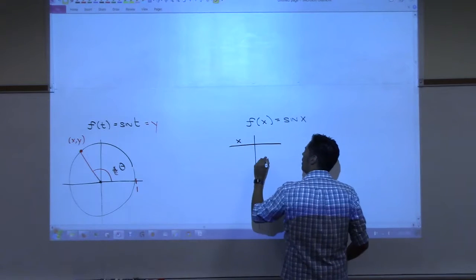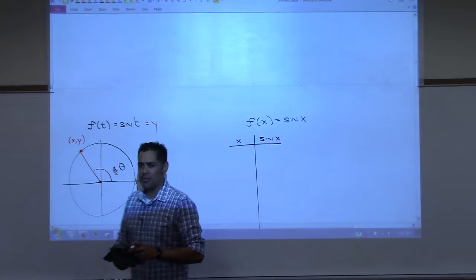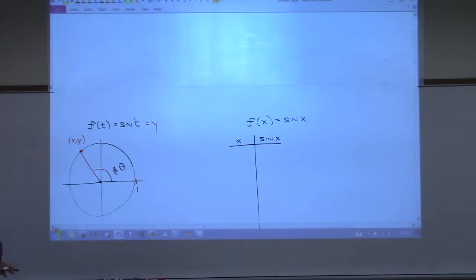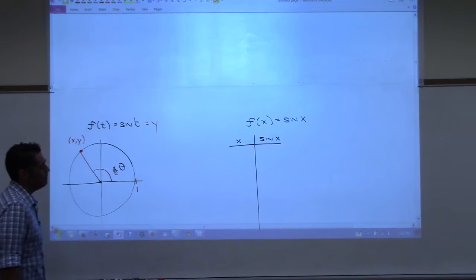The input was here, the output was here. Let's get just a couple of values. I want to graph the sine function. That's what I want to do. And that's why I'm using f of x, because that's the way we've always graphed in the past, right? F of x is x squared, f of x is square root of x, f of x is some quadratic function. X has always been the independent variable. So I'm trying to stick to that convention. Get rid of the t.